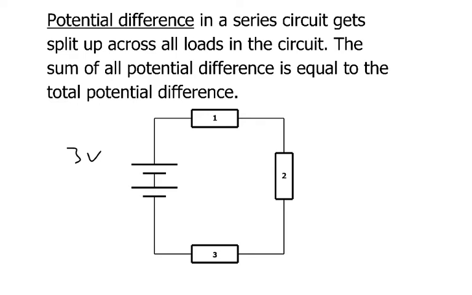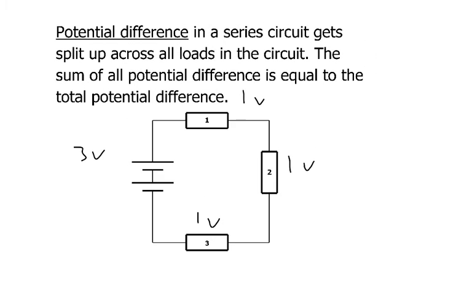So that would mean that the potential difference would get split evenly across them, and this one would get 1 volt, this one would get 1 volt, and this one would get 1 volt. So that the sum of all the potential differences of the components is equal to the total potential difference of the power supply. All right? So this guy plus this guy plus this guy equals this guy. All right, so the EMF of the power source is equal to the potential difference combined for all of the components in the series circuit. So that is how that works for potential difference.